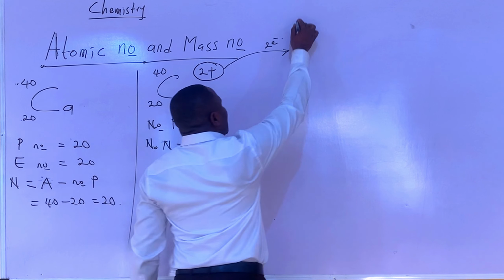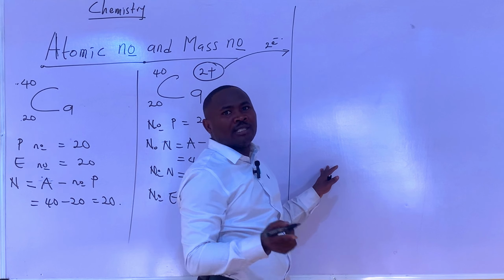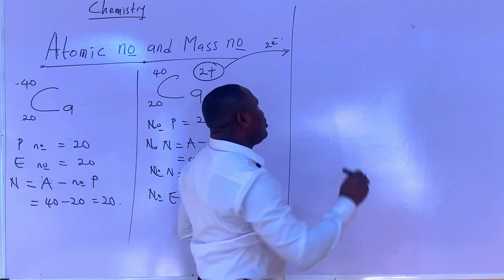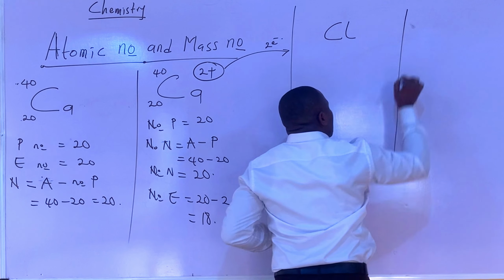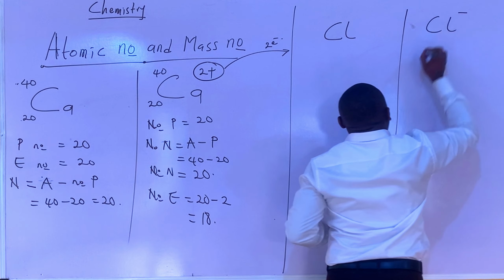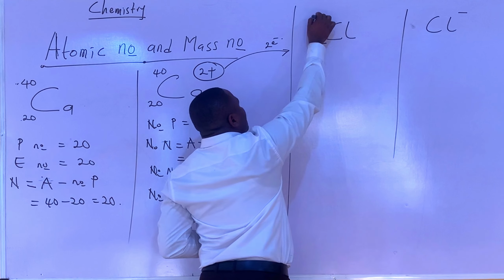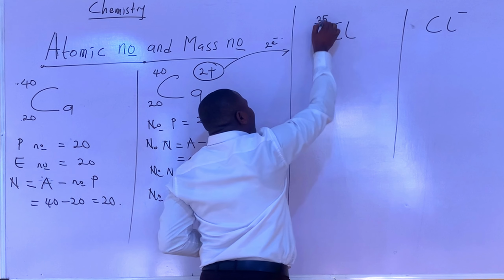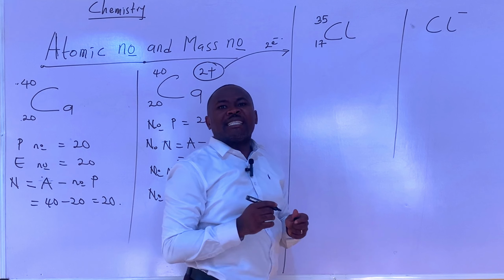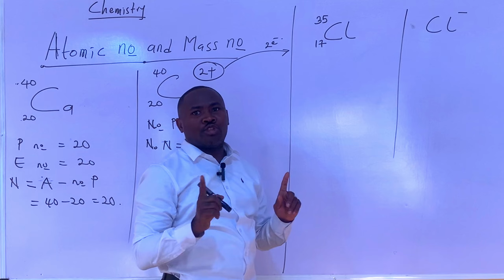I'll do a third example. This time, I will take an ion that exists with a negative charge. Look at this: I have Cl as against Cl minus. This is a chlorine atom, atomic number 17, and the mass number can be 35 or it can be 37. That will be in our next video where we'll talk about isotopes.